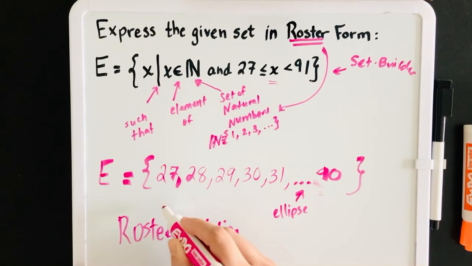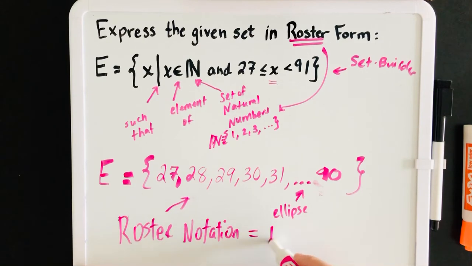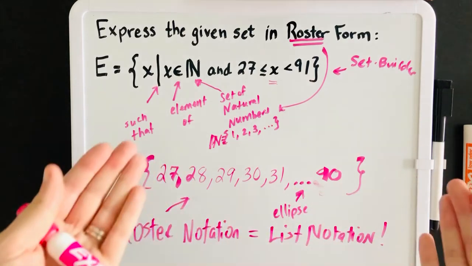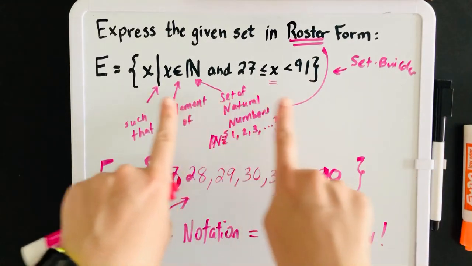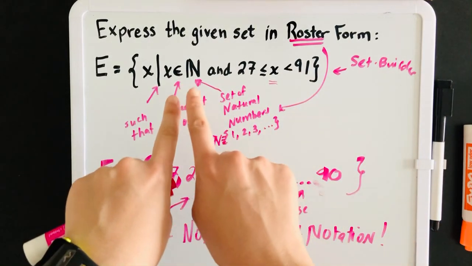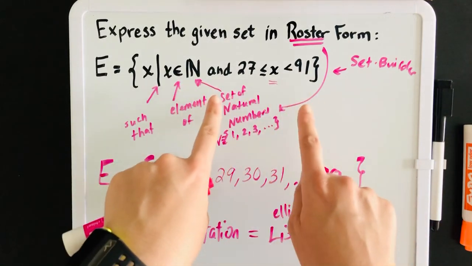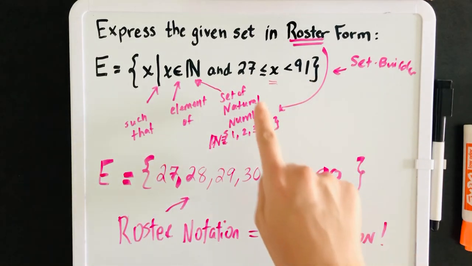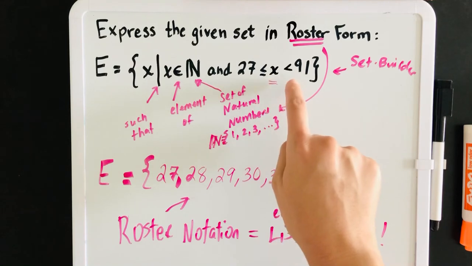Sometimes this notation, when you just list them, is called list notation. When is it more helpful to use roster? If you're really trying to understand which specific items live in the set, it's a little bit easier. But if there's a lot of items in the set, set builder is nicer because it gives the idea to the student or to the reader clearly. It's a natural number between 27 and 91. You include 27, but you do not include 91, because the 27 has the equal to and the 91 does not.